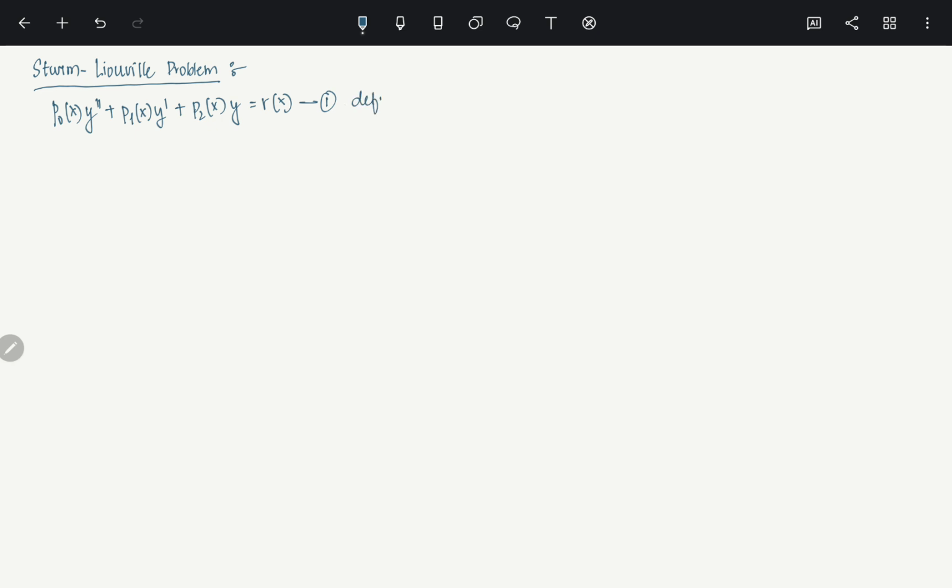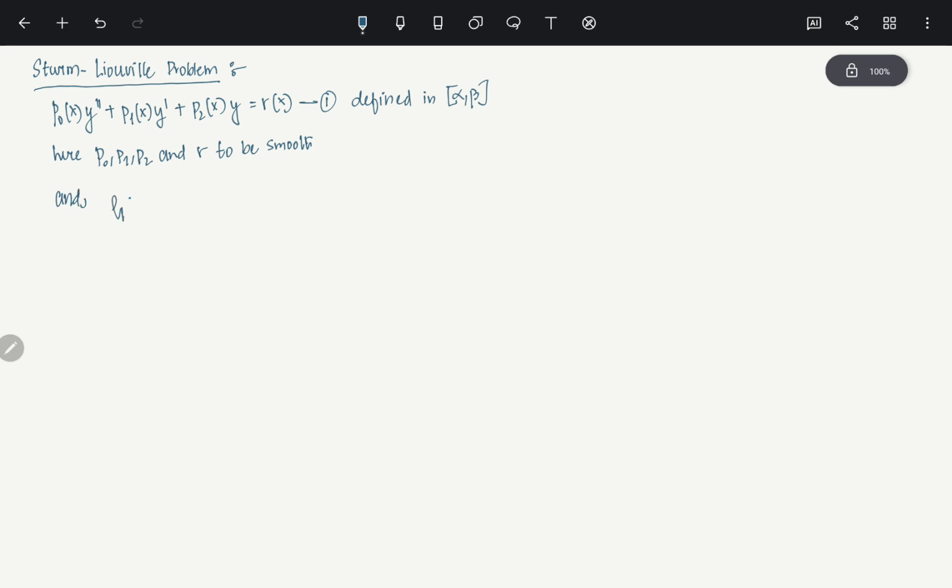Now this is defined on some interval, let's say (alpha, beta), and here we are assuming p naught, p1, p2 and r are to be smooth. So maybe sufficiently C1 or C2, whatever you can choose is not a big problem. And we also have the boundary data, right? What is the boundary data?